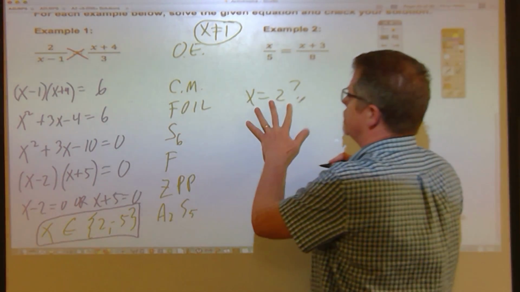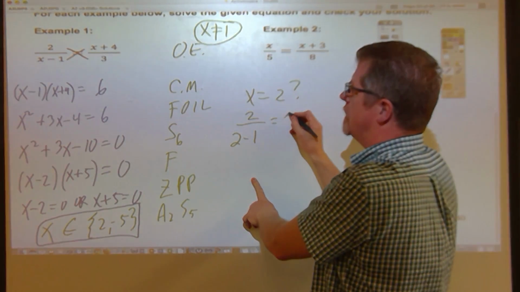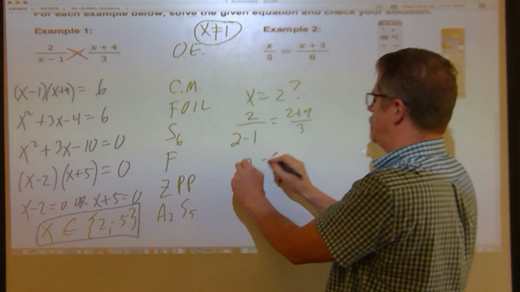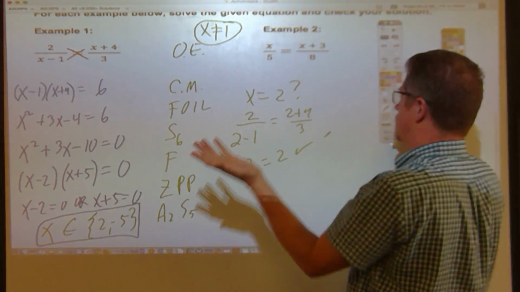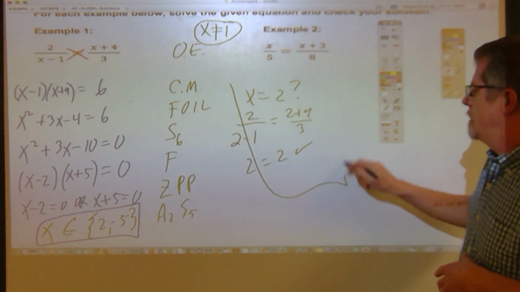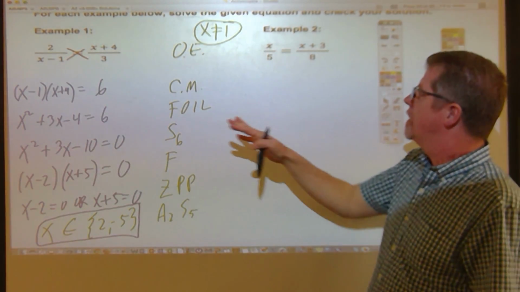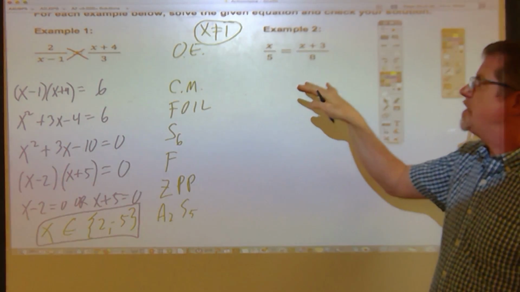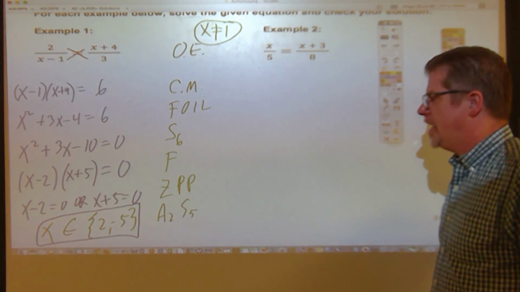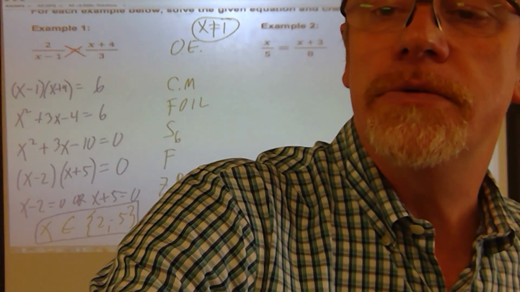Here's how it's going to look in the solutions. Is x really equal to 2? Well, 2 over 2 minus 1, is that equal to 2 plus 4 over 3? It's just a matter of saying that 2 over 1 is 2, and 6 over 3 is also 2, check. I mean, it's just little bits of arithmetic like this involved in checking. But I would like you to apply cross multiplication in example 2. And I'm just going to pause the camera for a second while you work on example 2.